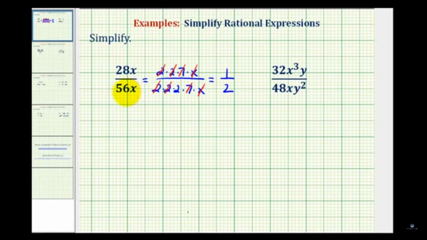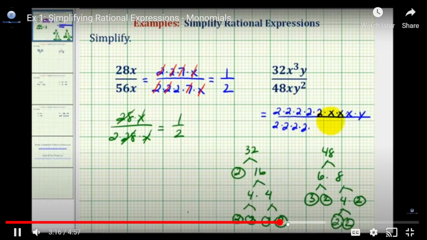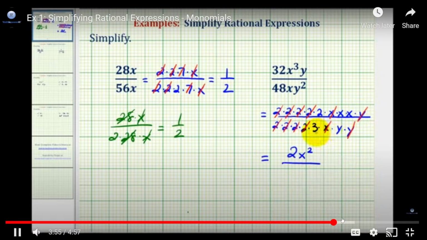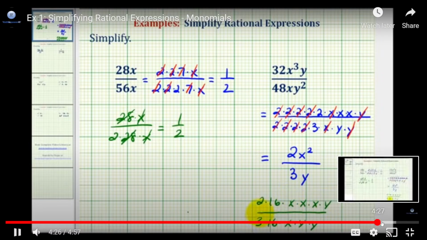Of course, we can save a little bit of time if we recognize that 28 is the greatest common factor between 28 and 56, so we could have written this as over 1. That's 1/3 of x, 61.